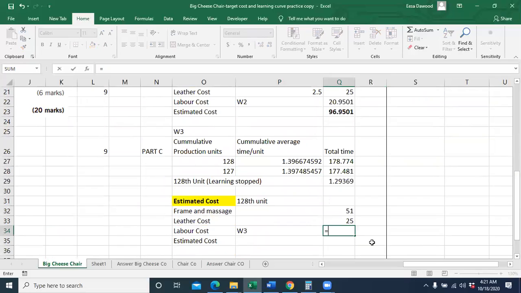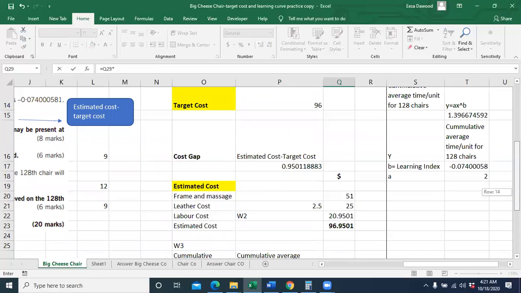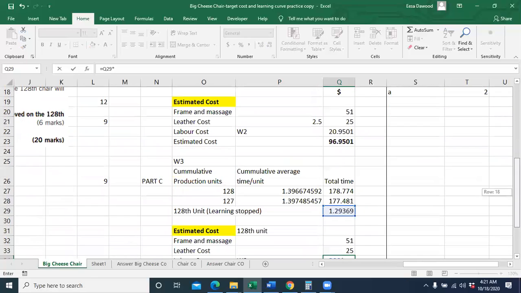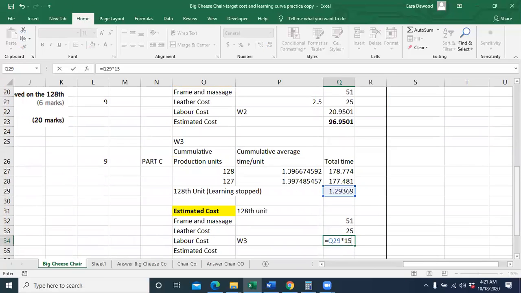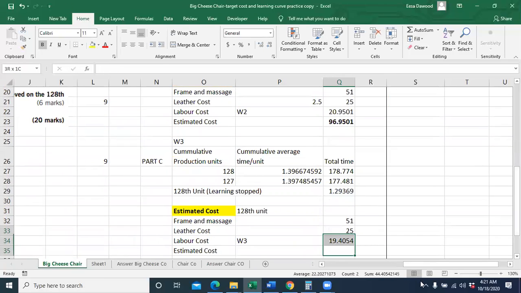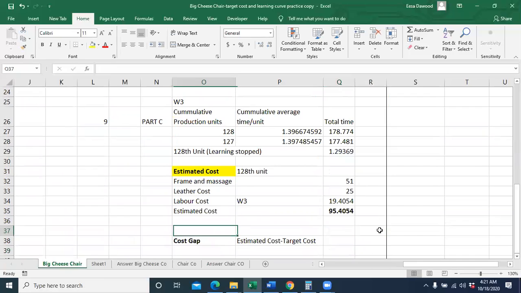And here, the labor time is this 1.29. Do you remember what the time was? Was it higher or lower when the 128th chair was made? It was actually higher. And now there may not be any cost gap. Into 15, and now the estimated cost is 95.40. Now tell me, is there any cost gap?